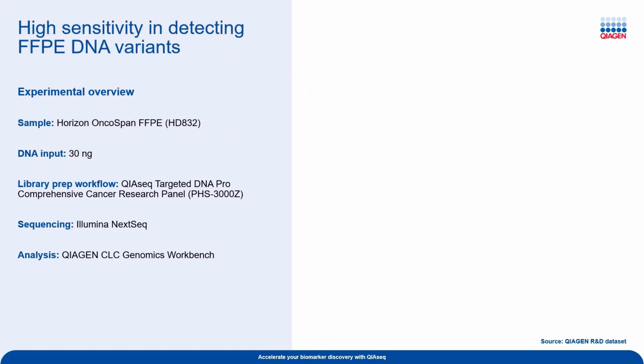So QIAGEN Targeted DNA Pro also enables high sensitivity in detecting FFPE DNA variants. This is due to the increased UMI capture efficiency that you now have because of the enzymatic cleanup steps. So to demonstrate this, we used 30 nanograms of the Horizon OncoSpan FFPE DNA reference standards. We prepared the libraries using the QIAGEN Targeted DNA Pro Comprehensive Cancer Research Panel. The libraries were sequenced on Illumina NextSeq platform, and the data was analyzed using QIAGEN CLC Genomics Workbench.